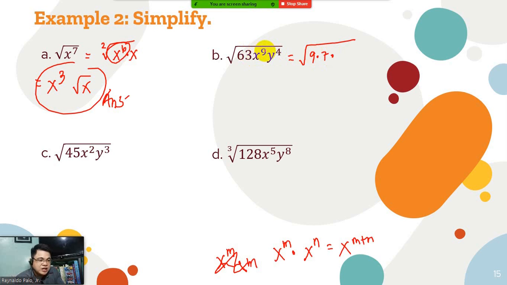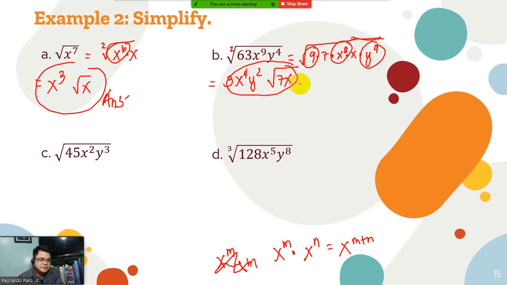Then for x raised to the 9th power, the exponent 9 is not divisible by the index 2. So get the nearest number to 9 which is divisible by 2, which is 8, times x times y raised to the 4th power, because the exponent 4 is already divisible by the index 2. So we can now move out the perfect squares, which are 9, x raised to the 8th power, and y raised to the 4th power. So square root of 9 is 3. Then square root of x raised to the 8th power, 8 divided by 2 is 4. Then 4 divided by 2 is 2. Square root of 7x. You cannot move out 7x because they are not perfect squares. So your answer will be 3x raised to the 4th power y squared square root of 7x.